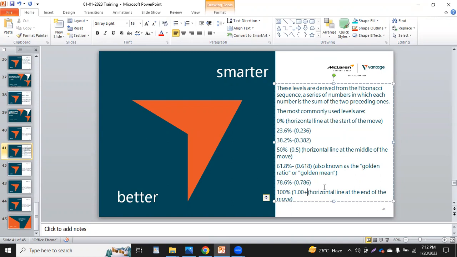By the way, we are not even calculating these numbers. We are just using the tool, and the tool draws these numbers for us. What we are going to do when we go into the chart is edit our Fibonacci tool to give us only the numbers that are relevant. Then we have 50%. 50% is a horizontal line, which is basically the middle. 50% is like 50. It's called 50% retracement.